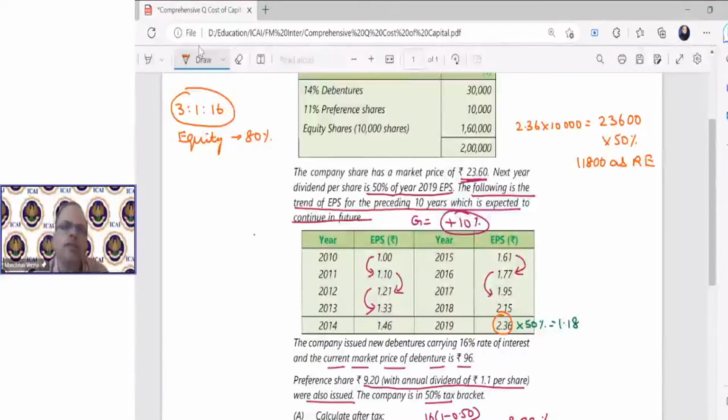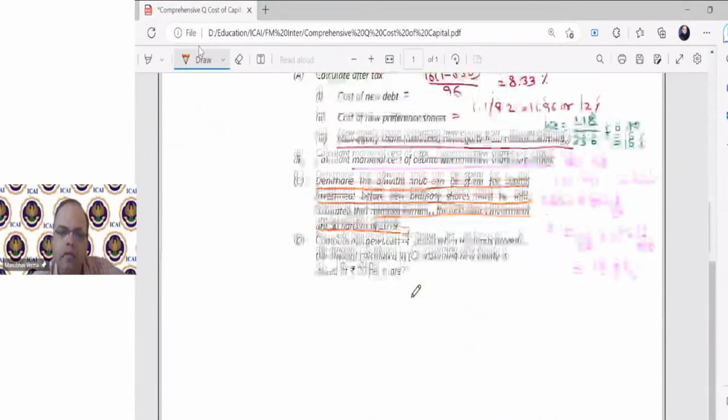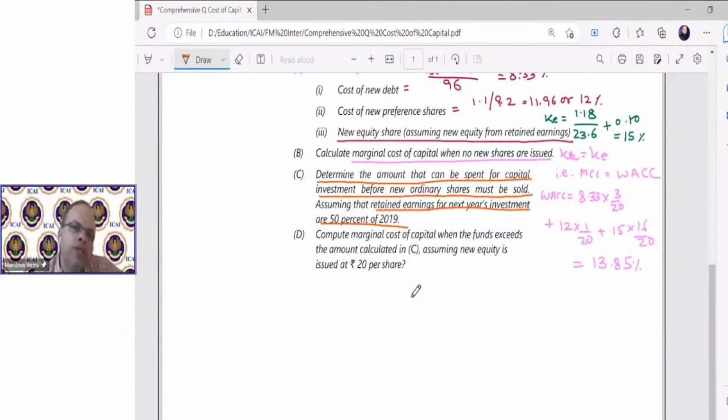And hence, if I look at question number C once more, I said determine the amount that can be spent for capital investment before new ordinary shares must be sold. The answer is not 11,800. The answer will be 11,800 divided by 80%. Now what's that? I think it would be 14,750 is the amount. Till that point, you do not need to go for additional number of shares.